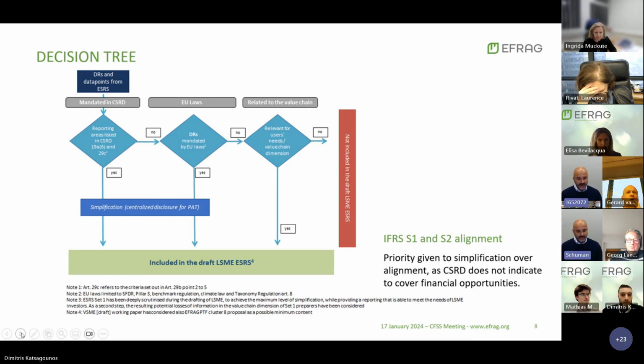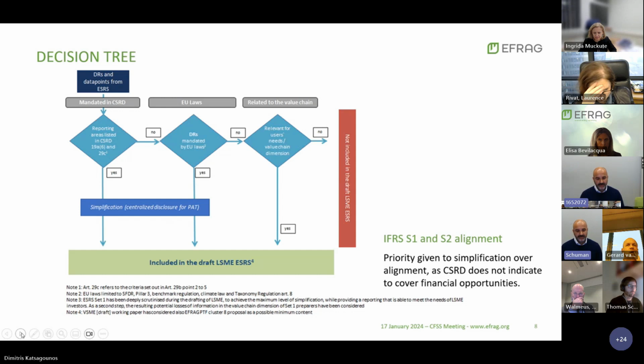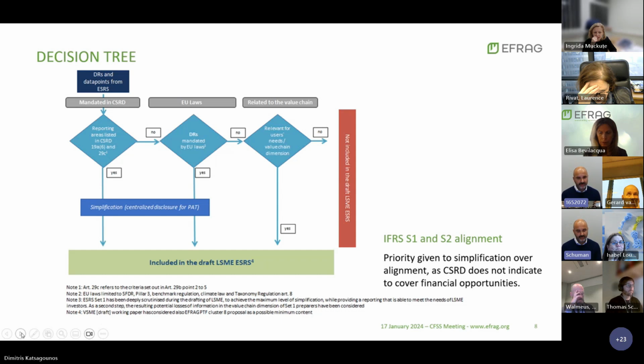To allow a structured approach to simplify Set 1 ESRS for large undertakings in line with the CSRD, the EFRAG SR TEG and board followed a decision tree, as you can see from the picture in this slide, to make decisions on the disclosure requirements included in Set 1 to be kept also in the LSME exposure draft, and those that could be amended or simplified.